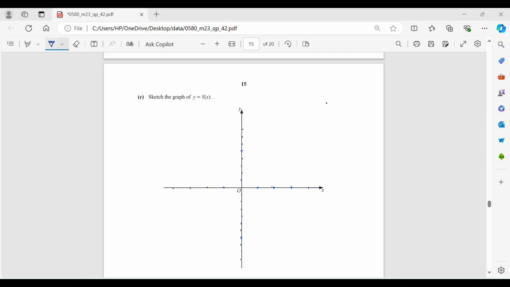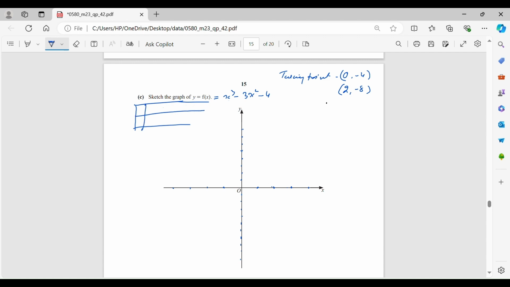Next part, C part, sketch the graph of y is equal to fx. Now we know fx is equal to x cube minus 3x square minus 4, right? And we have already found the turning points of this graph. Turning points are at 0 and minus 4, another is at 2 and minus 8, right? So let's find some more coordinate points. At 0 we already have, this is x, this is y.